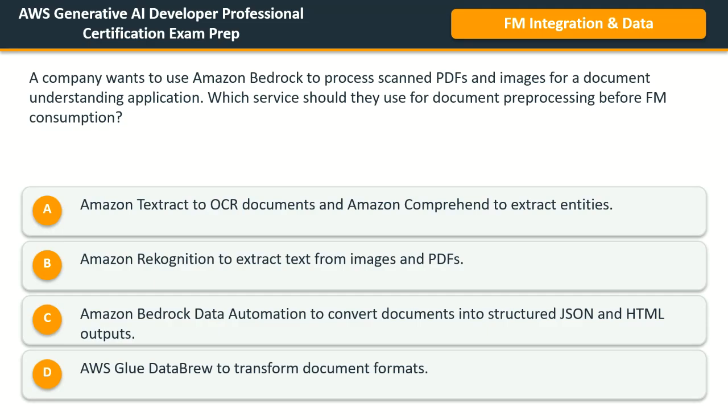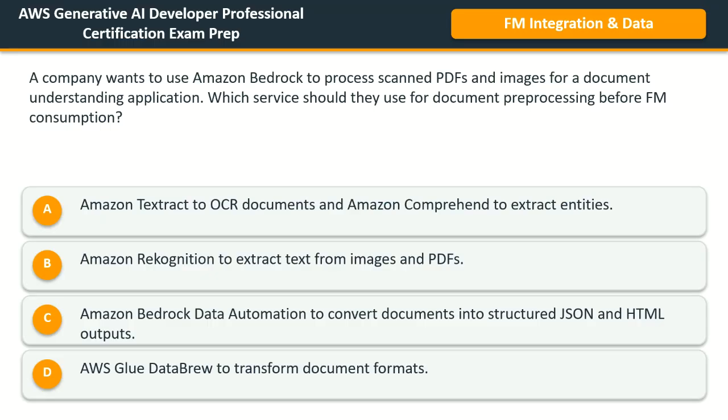Amazon Bedrock Data Automation is purpose-built for this exact scenario. It understands document layout, extracts structured data, preserves relationships between elements, outputs clean JSON and HTML, and integrates directly into Bedrock workflows. It replaces complex multi-service pipelines with a single managed capability. That's why C is the correct answer.